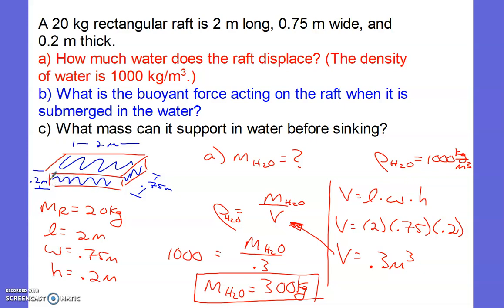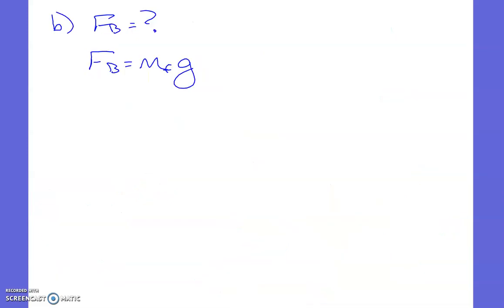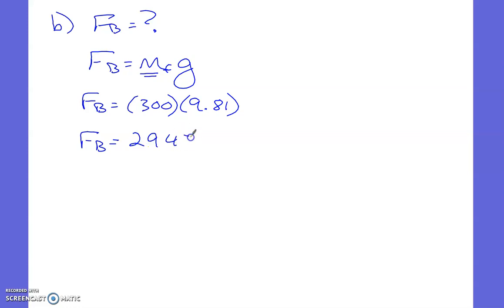It is the mass of that much water times 9.81. So if we were to take this much water and put it on a scale and find its gravitational force, that is the same as the buoyant force. Now we just solve using the mass of that much water from part A, which is 300 kilograms. This then gives us a buoyant force of 2,943 newtons.